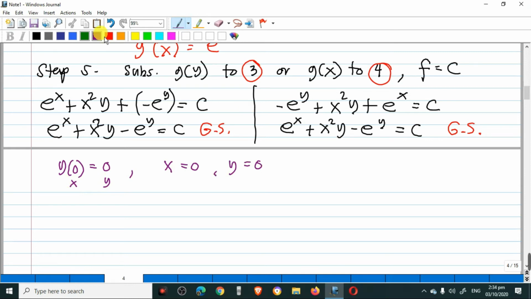So, find the particular solution now using yung ating initial condition. Particular solution na. Find the particular solution.